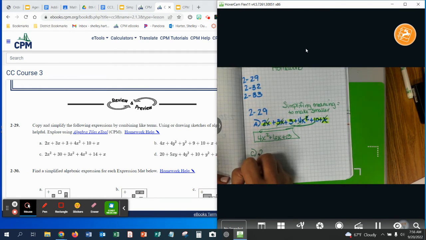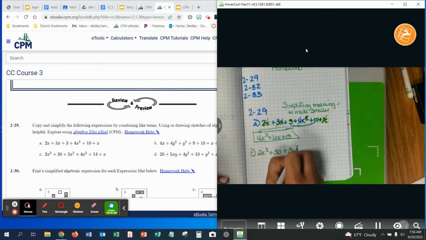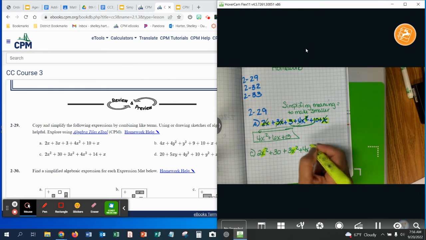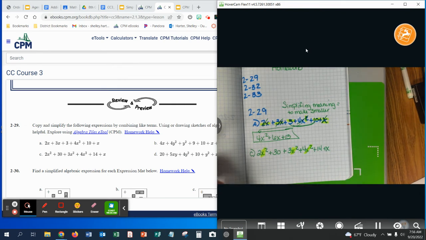We have 2x squared plus 30 plus 3x squared plus 4x squared plus 14 plus x. Well, in this moment, let's look. We have 1, 2, 3 x squareds. So that's the first thing I'm going to deal with. 2x squared plus 3x squared. Remember, we're just adding the coefficient that's in front of it. We're doing nothing with this one. So 2x squared plus 3x squared is 5x squared. 5x squared plus 4 is 9x squared. So these are done. We don't have to worry about them.